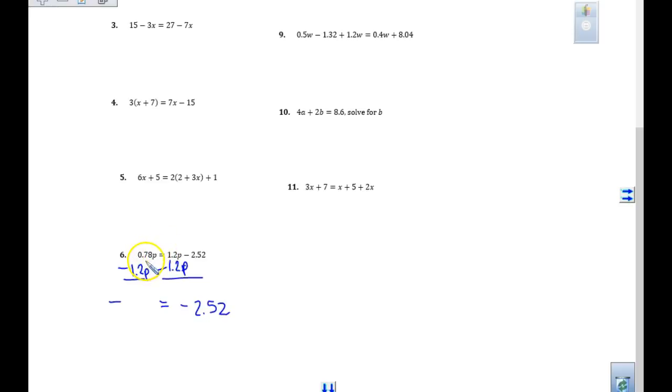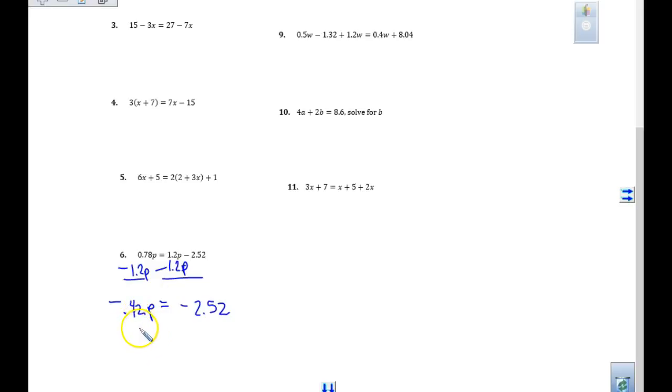So, did someone put it in? 0.78 minus 1.2p. Gavin, got it for us? Negative 0.42. So, negative 0.42. Oh my god. Okay. You okay? Yes, I'm still shocked. Okay. All right.